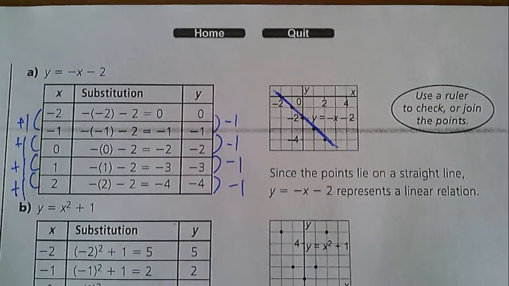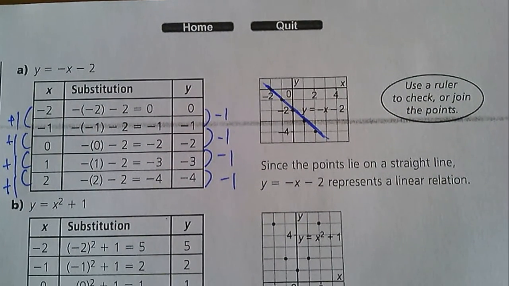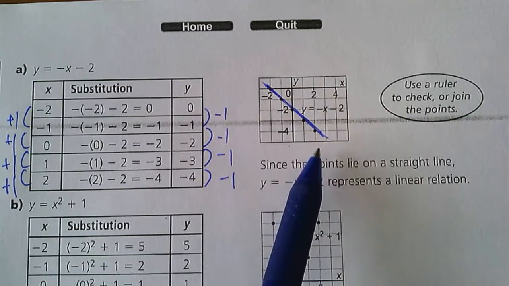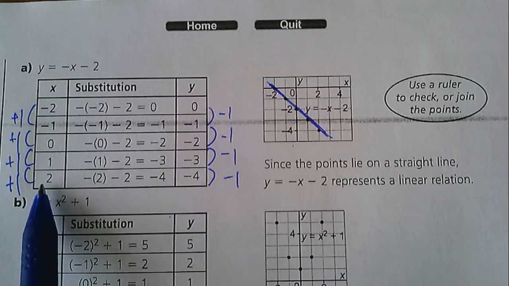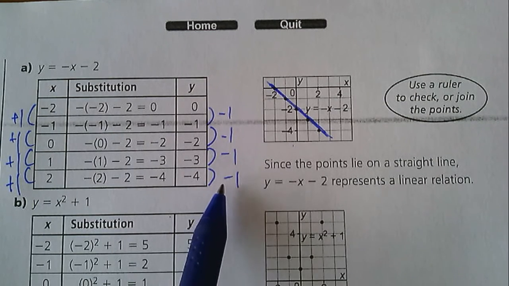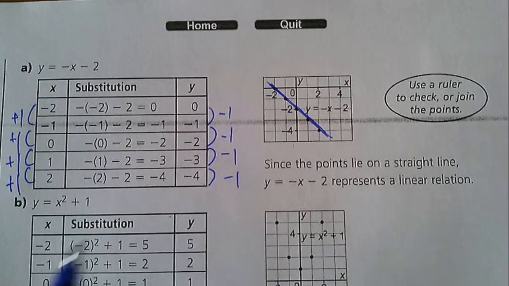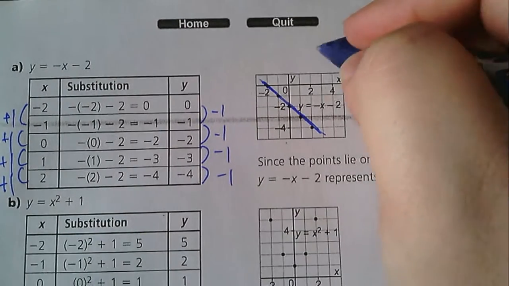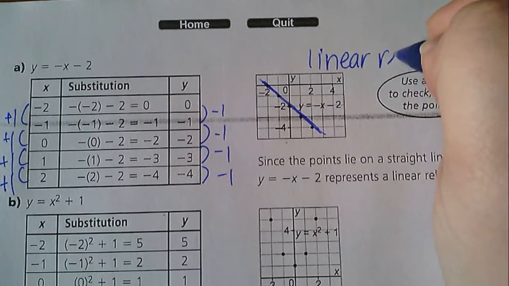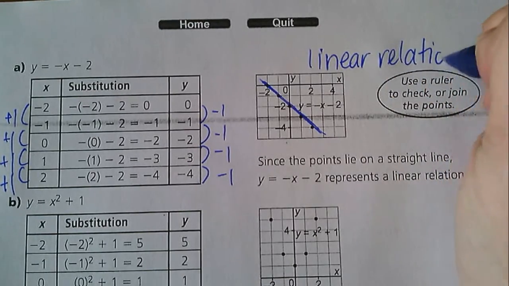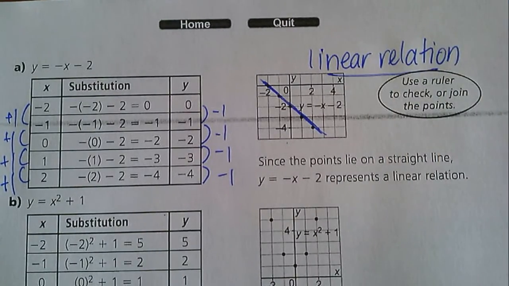So based on our graph that shows a straight line, or based on our table of values that shows that on the x side, it's increasing by the same amount every time. On the y side, in this case, it's decreasing by the same amount every time. This is a linear relation. So yes, it is linear.